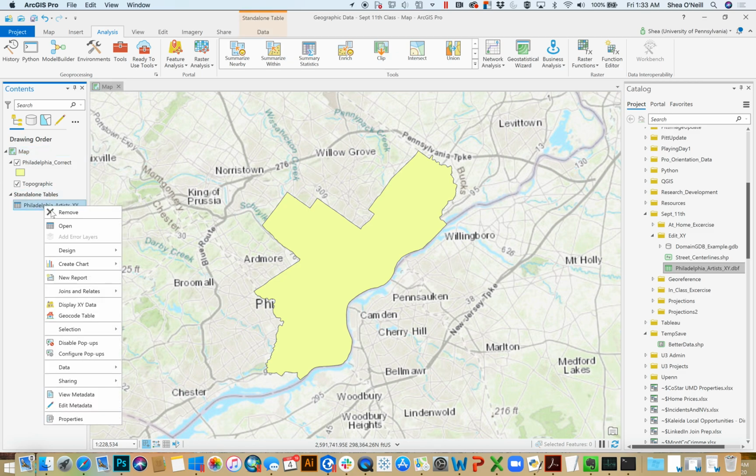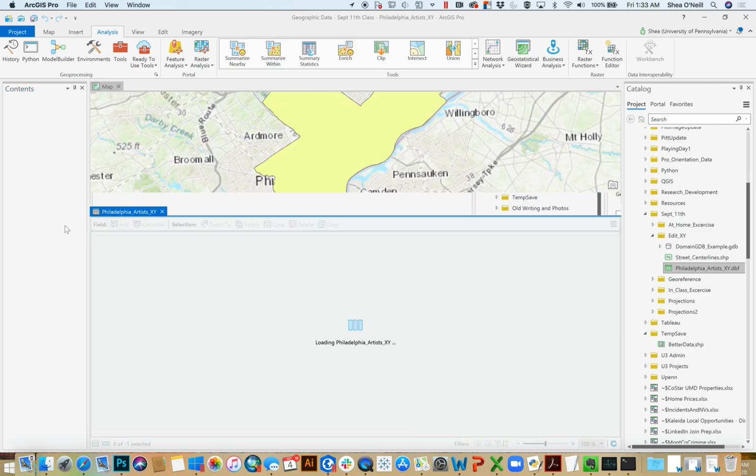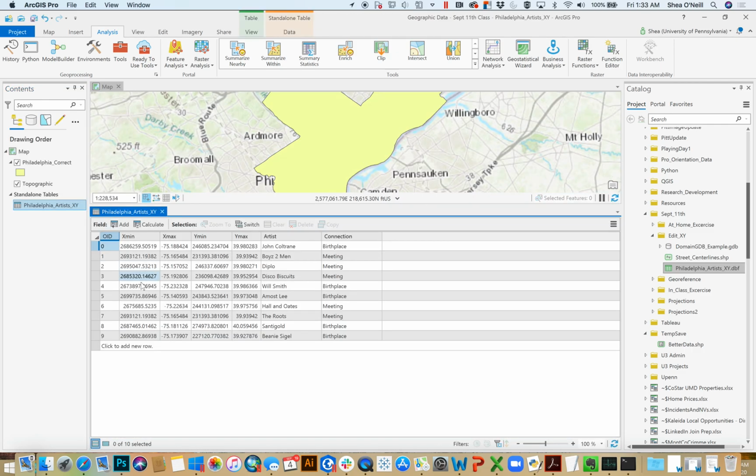If you right-click and open its attribute table to look, reminder from previous video, always look at the attributes and ask yourself, what do the rows mean? Okay, each row seems to be an artist, and it's an artist that was either born here or met in Philadelphia. What do the columns seem to be? Well, they tell us their connection to Philly, who they are, and some interesting things here, some coordinate systems. Now, this is what I was meaning to show you earlier. We have coordinate systems that I designed to be in two different ways.